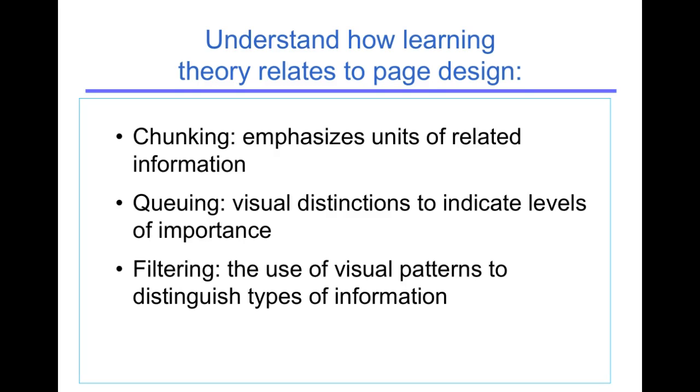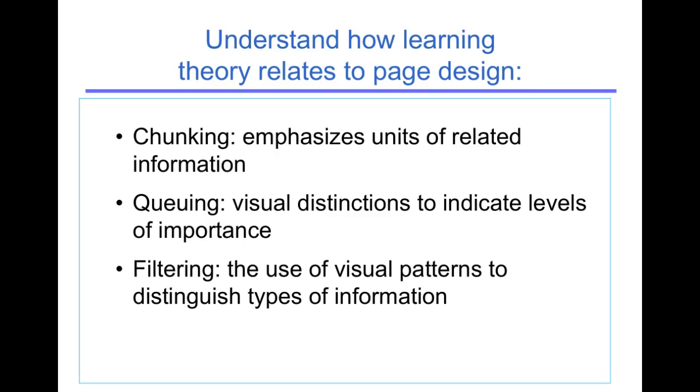So one tool that you can use is chunking, and chunking is when you put like information together. So you emphasize that this information belongs here and then the next information belongs there, and you can see how you can use the design elements of proximity, repetition, any of those could be used to chunk information. Another way of thinking about chunking is paragraphing. So you can actually use white space as a way to emphasize that information is in particular units.